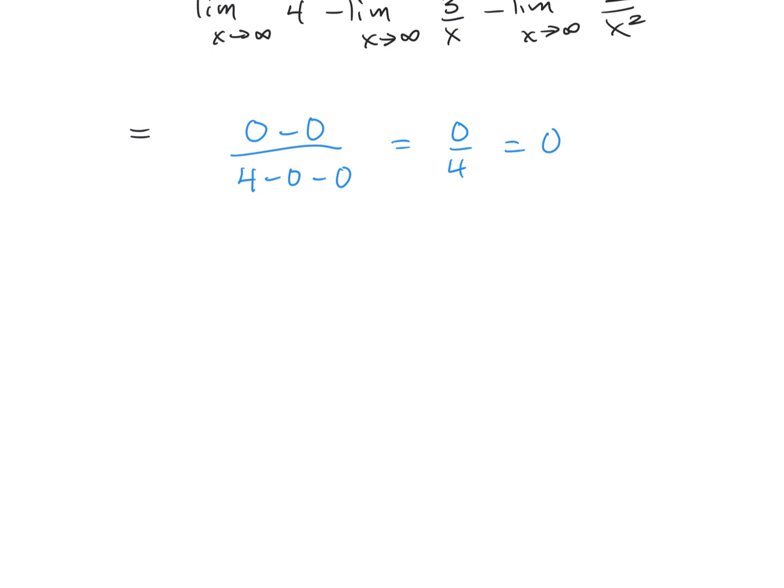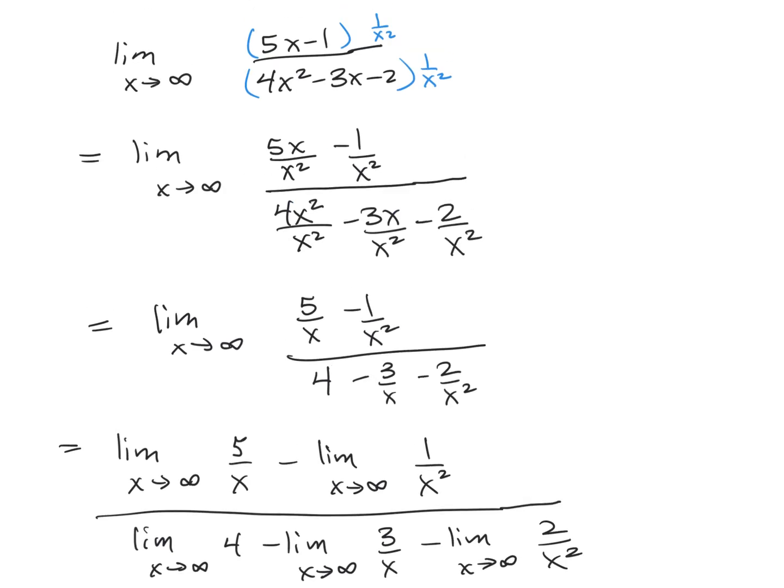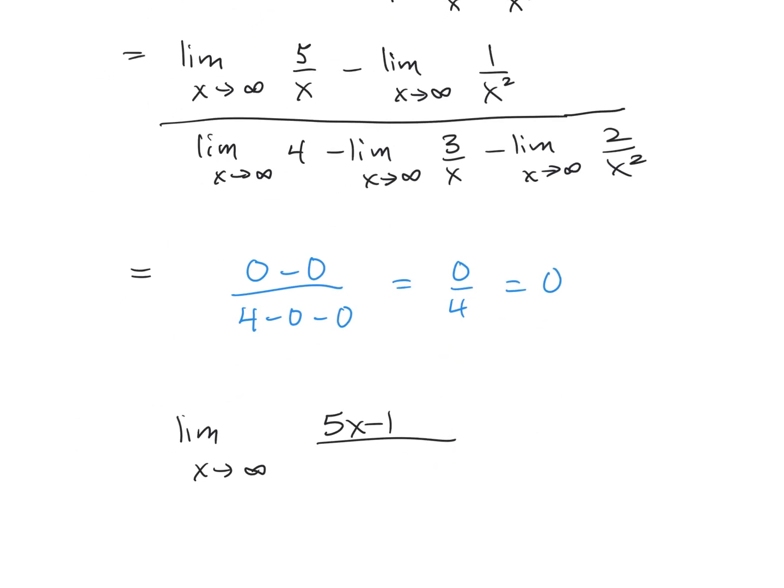So therefore, the limit as x goes to infinity of the rational function 5x minus 1 divided by 4x squared minus 3x minus 2 is 0.